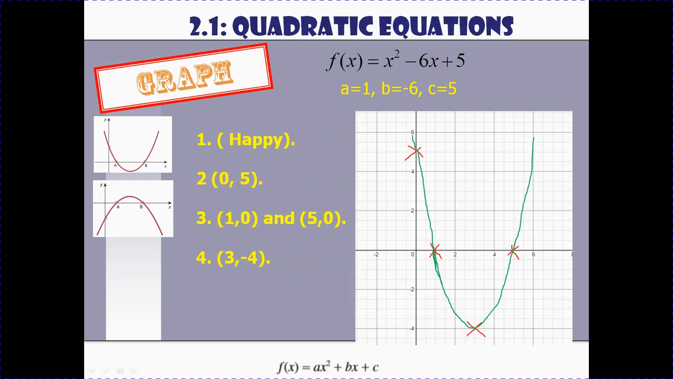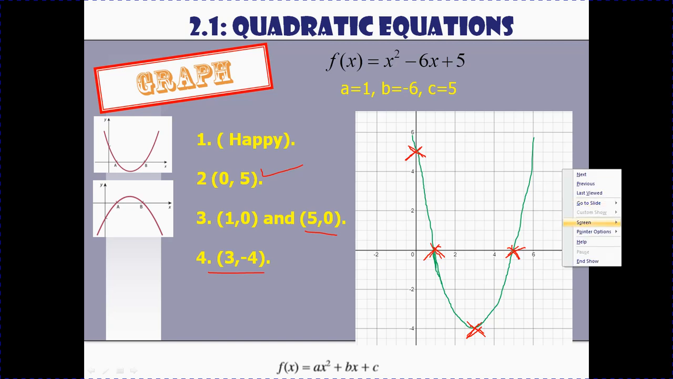Okay, this is a graph paper. First of all, I identify and assign (0, 5). This is (0, 5), as you see. Then (1, 0). This is (1, 0). (5, 0). This is (5, 0). And (3, minus 4), which should be the minimum. Sorry, this is (3, minus 4). And I connect all these.